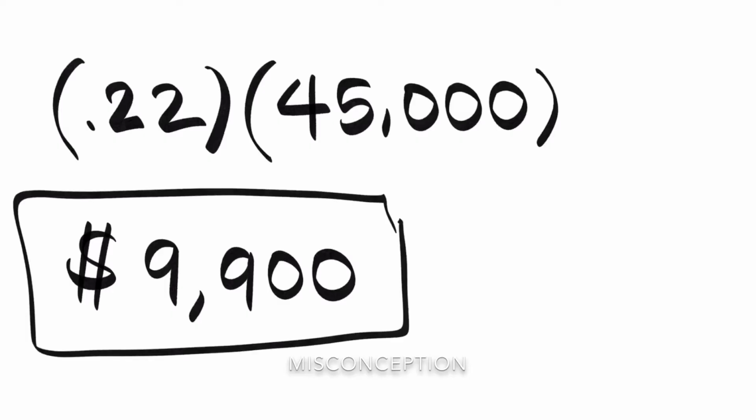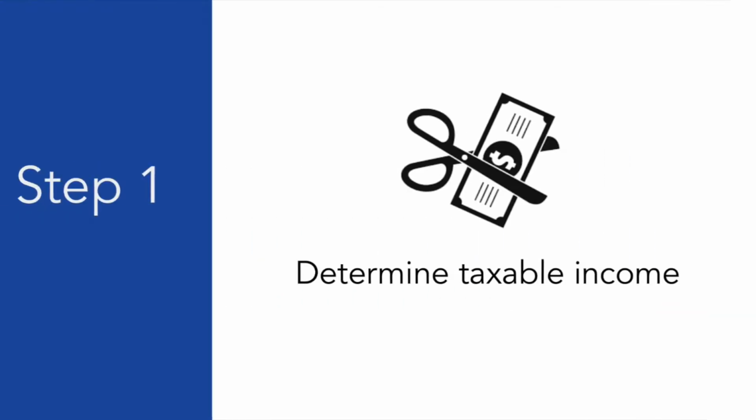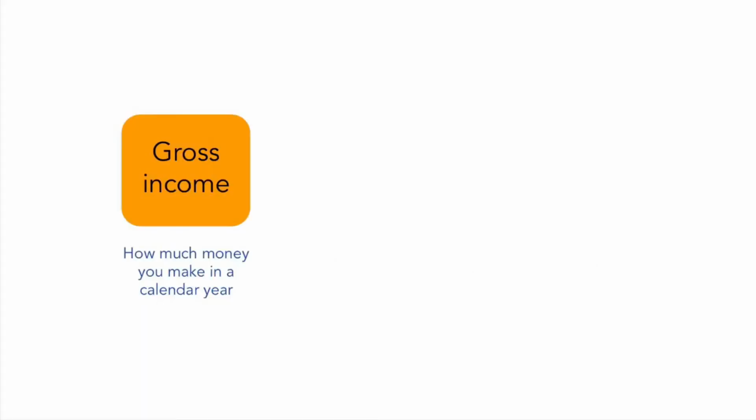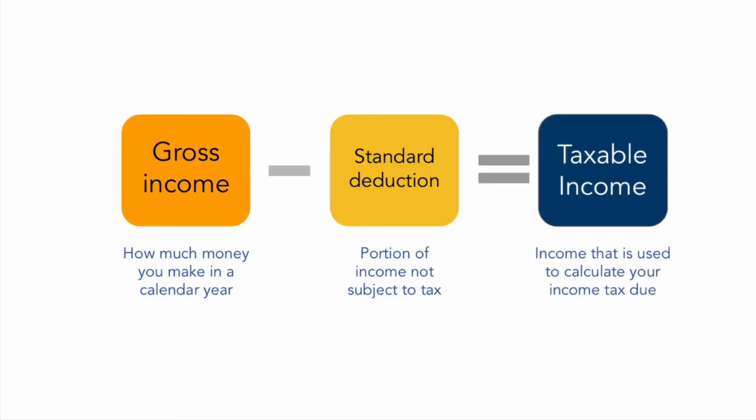We can debunk this common misconception by learning how to calculate your tax due. The first step we need to take is to determine Elmira's taxable income, or the amount of income that is used to calculate her tax due. Here's how. We first start with gross income, which is how much money you made in the calendar year. Then, we can subtract the standard deduction, which is the portion of your income that is not subject to tax. This equals your taxable income, and we can use this number to calculate your income tax due.